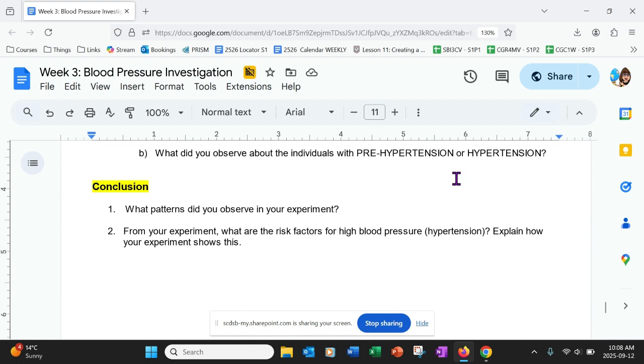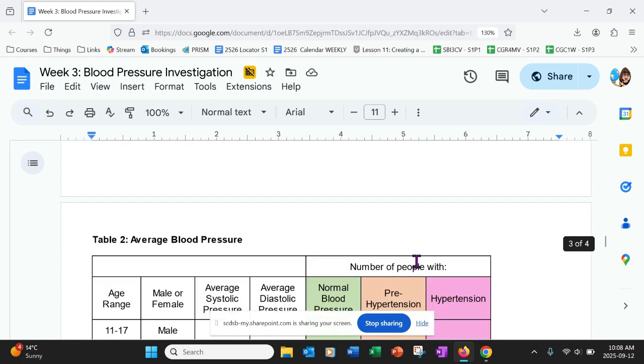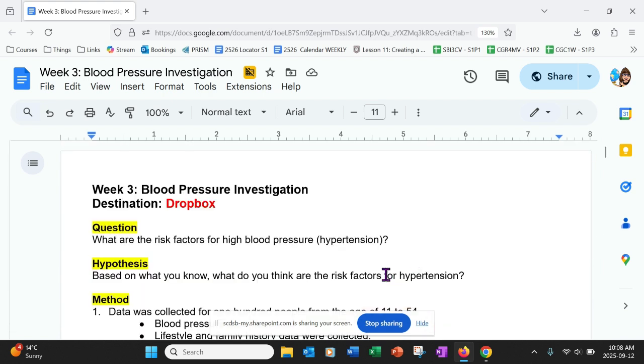All right. So if you have any more questions, please let me know. I hope that helped alleviate some of the confusion you may have. When you email me, make sure it says your full name, SBI3C, blood pressure investigation, or week 3 lab. Okay. And then just tell me exactly what you need help on, and a screenshot of that would be awesome as well. Thanks.